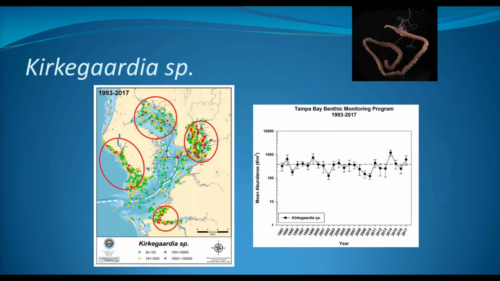And just looking at the population trends, it is variable over time. The polychaete Kierkegaardia is a deposit feeder and tends to be concentrated more in the siltier sediments, particularly Hillsborough Bay and then portions of Boca Ciega Bay, Manatee River and Old Tampa Bay. And the population trends have been fairly consistent over time. It's a pretty consistent one that we find.